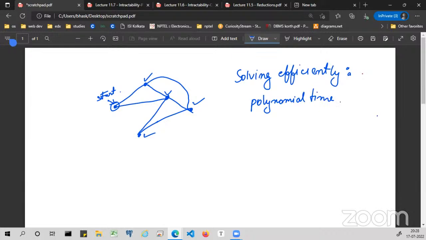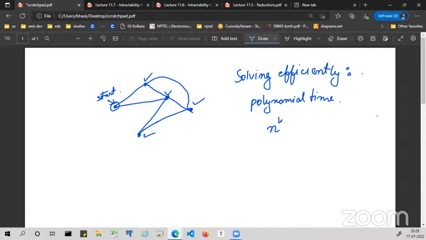Okay. What do you mean by polynomial time? Polynomial time means your input size, which is n, let's say we represented it using n, right? N to the power some constant value.